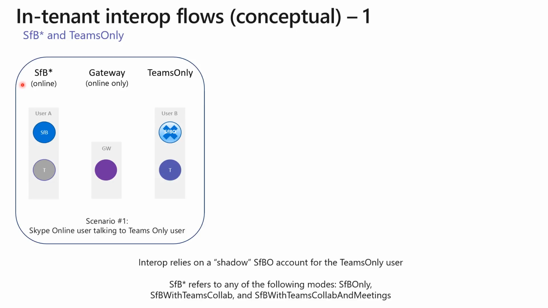Now, let's take a look at the scenario that we have here. Skype online user talking to Teams only user. When the Skype user wants to talk to the Teams only user, from the Skype perspective, it actually looks like they're talking to another Skype for Business online user. The service, however, realizes that this user is enabled as a Teams-only user, will redirect the conversation to the gateway, which will have the conversation then appear in this particular user's Teams client. That now establishes our interop thread between the Skype for Business online user and our Teams-only user.